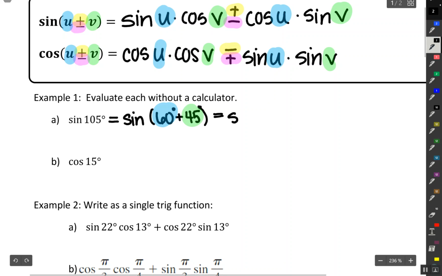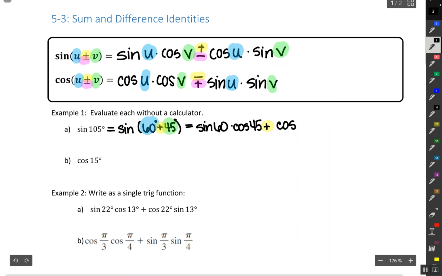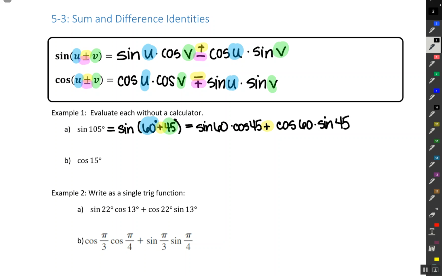Using the formula, it's going to be the sine of 60 times the cosine of 45. Our symbol here is a plus, so we're going to use a plus, and then the cosine of 60 times the sine of 45. All of these values we can look up on the unit circle. You can go back and look at your unit circle to figure out what each of these are.